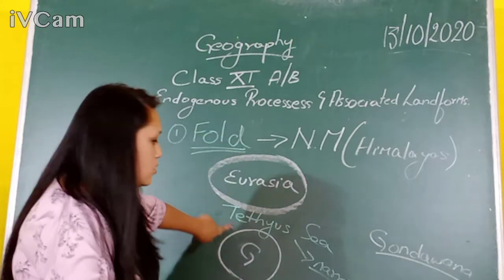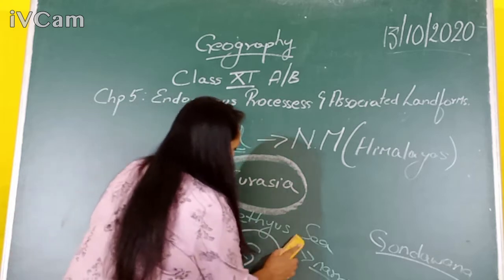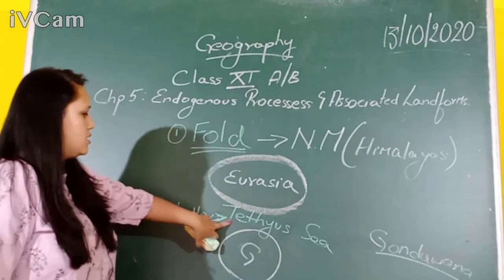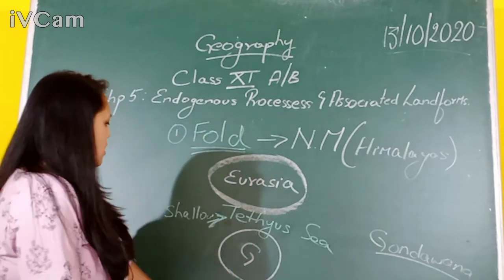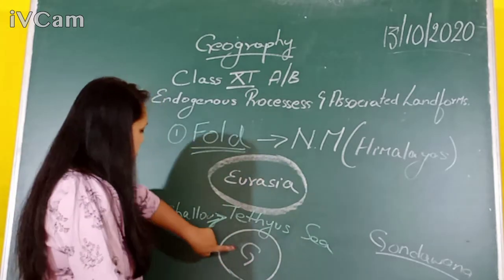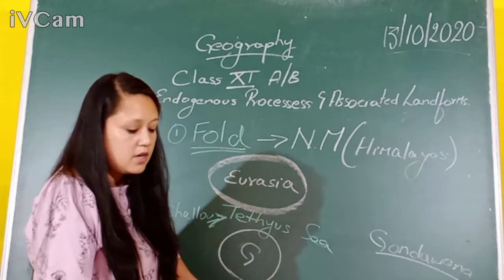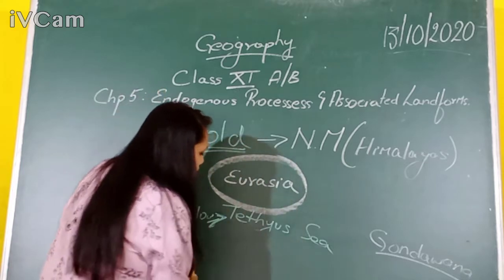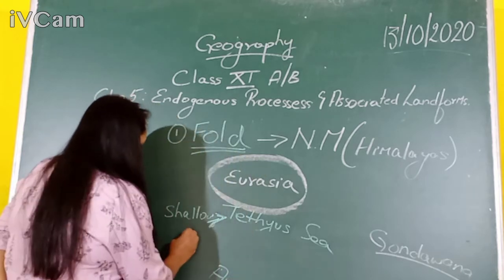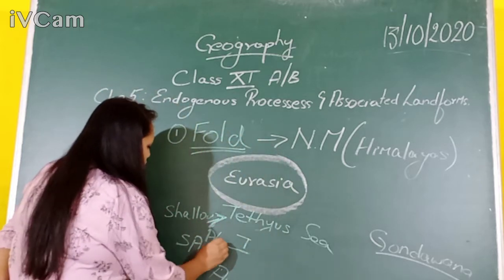Now this Tethys Sea was extremely narrow, and it was also shallow. That means the depth of the Tethys Sea was not very much. After millions and millions of years, this Gondwana landmass started breaking up. That is how the continents of Australia, South America, India, and many others like Africa were formed.